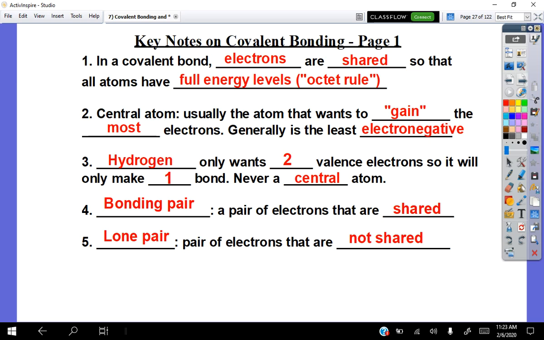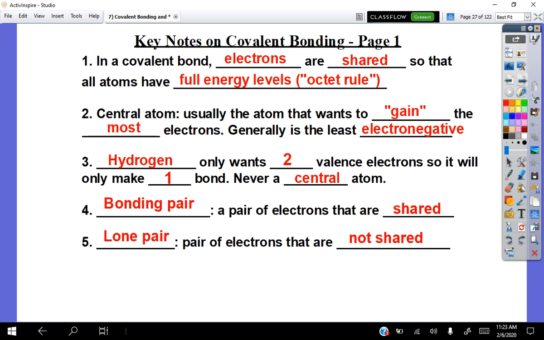The one exception to that is hydrogen. Hydrogen is fairly low in electronegativity, but it can only ever make a single bond because it's limited to that 1s orbital or that first energy level. We know we can only have 2 electrons in the first energy level, so hydrogen will never want to be a central atom because it can never get to 8. It's not very good at sharing more than 2 electrons with anybody.